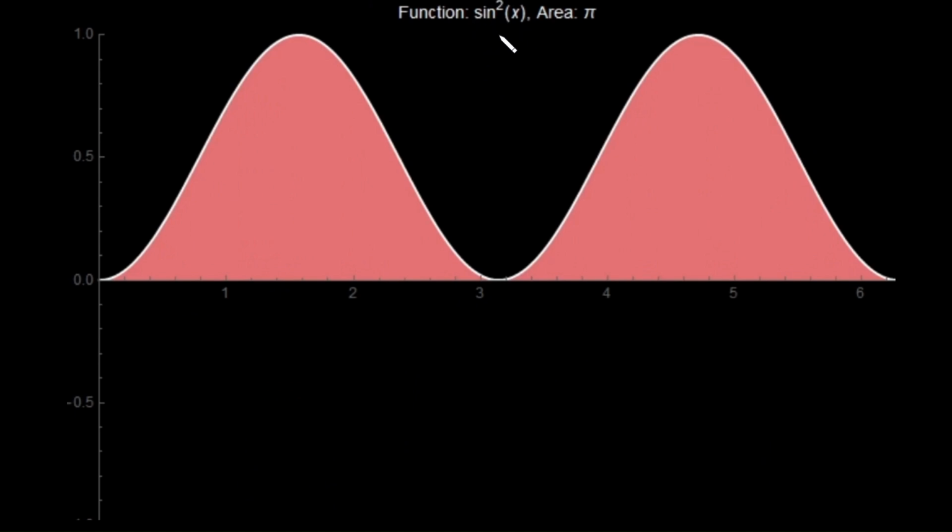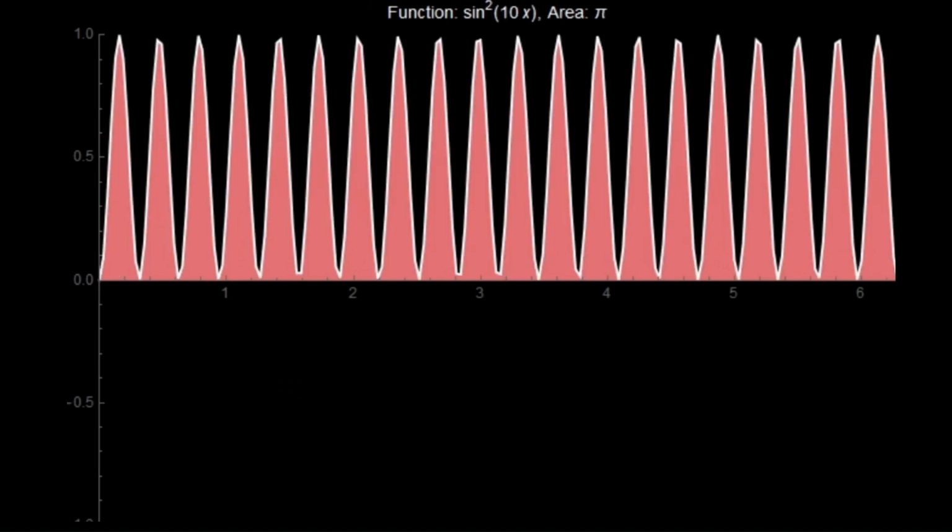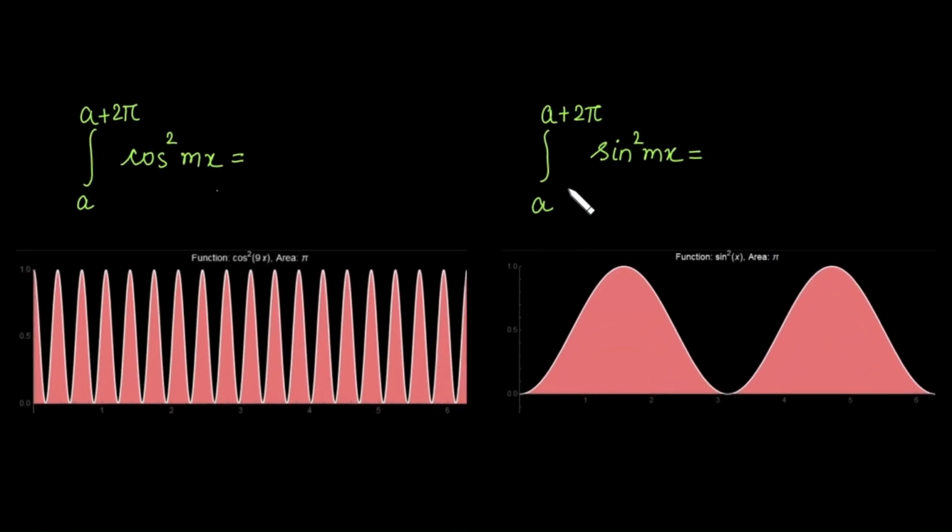Now when you take sine into sine, in that case it is a sine square x. So in that case area is pi rather than 0. And if you observe the curve sine square 10x, in this case again area under this curve is pi. But interval in this case is same, 0 to 2 pi. So we can say that sine square mx from a to a plus 2 pi is equal to pi. And similarly for cos square mx, its integration is pi from a to a plus 2 pi.